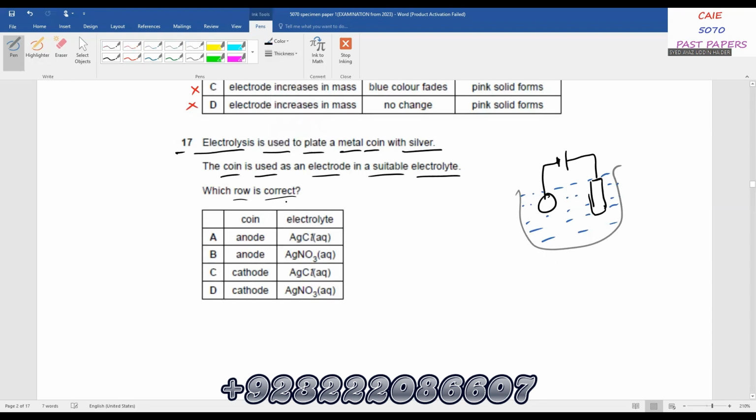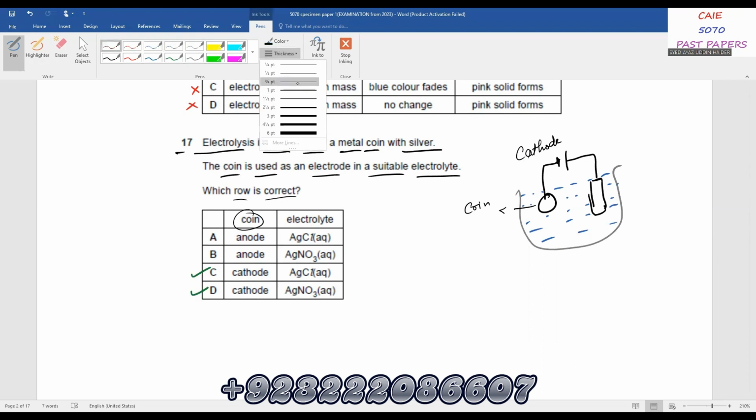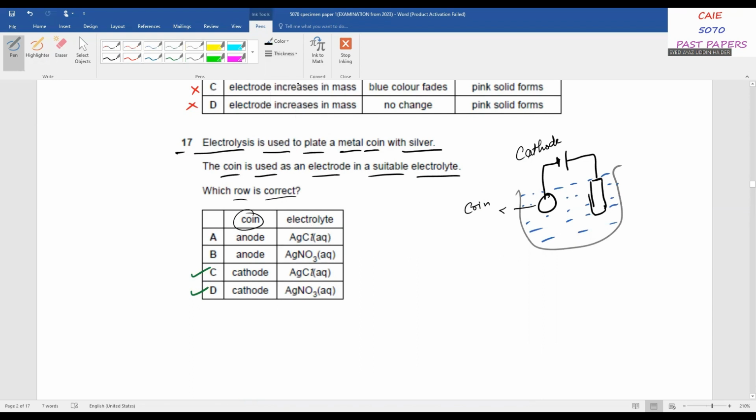Which row is correct? Coin should be cathode. This is cathode. This is coin. Should be cathode. So you can have one of these choices correct, either C or D. Electrolyte. Now you can have either AgCl or AgNO3.